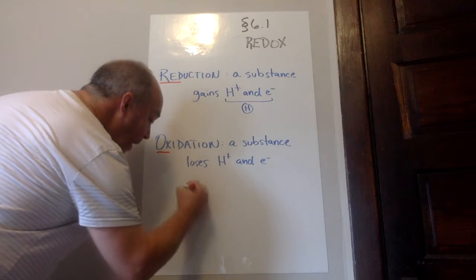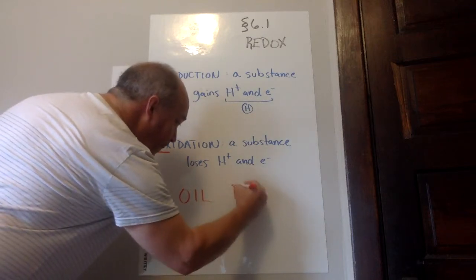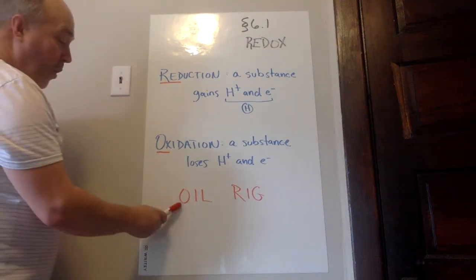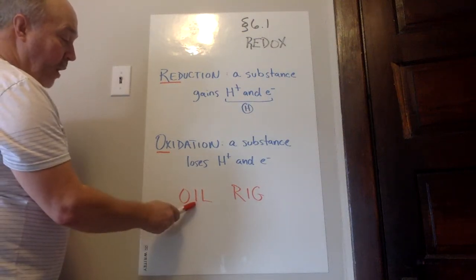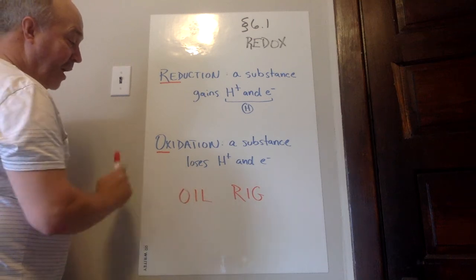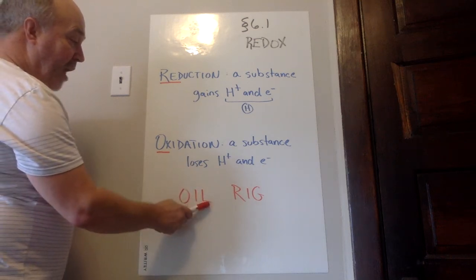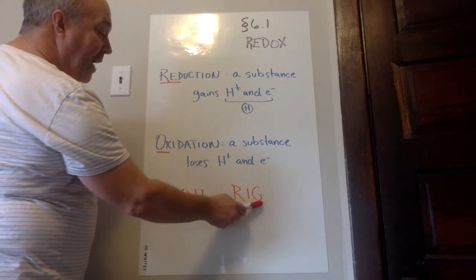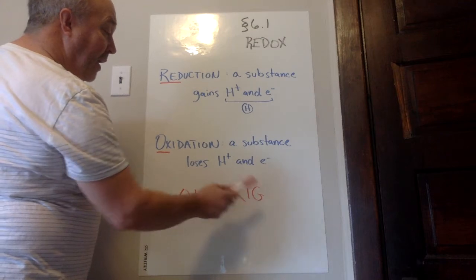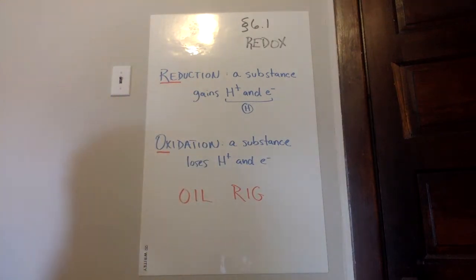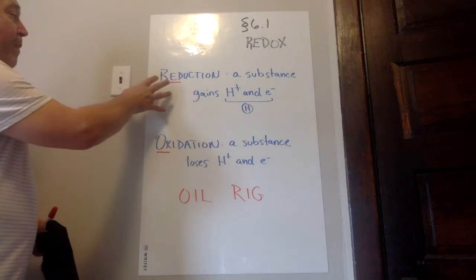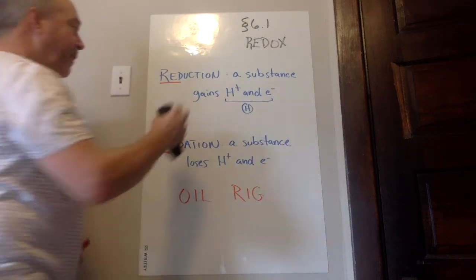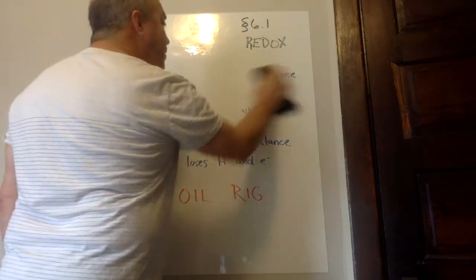And it's really nice that we have an acronym for this. And that acronym is OIL RIG. OIL: oxidation is loss. There's our loss. Oxidation is loss. RIG: reduction is gain. Reduction is gain. So if you can remember that mnemonic, you'll always remember which one of these is gaining hydrogen ions and electrons and which one is losing hydrogen ions and electrons.